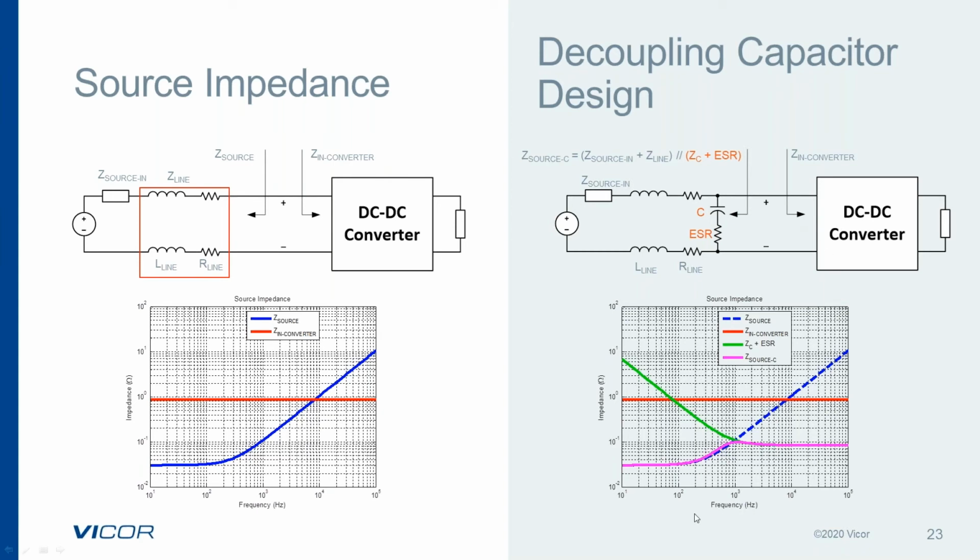And if we take a look at the graph down below here, we can see the effects of adding that capacitor. So the red line here is actually the input source impedance of the DC to DC converter, and the green line is the performance of the capacitor. And as we add those two together, we see the source impedance is lowered from DC out to higher frequencies, such that there won't be a negative interaction between the source impedance and my DC to DC converter.